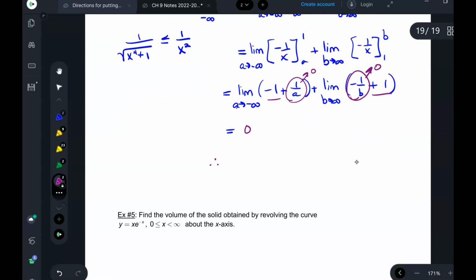Therefore, since this one converges, then we know 1 over square root of x to the 4th plus 1 also converges, because we said that one is bigger.